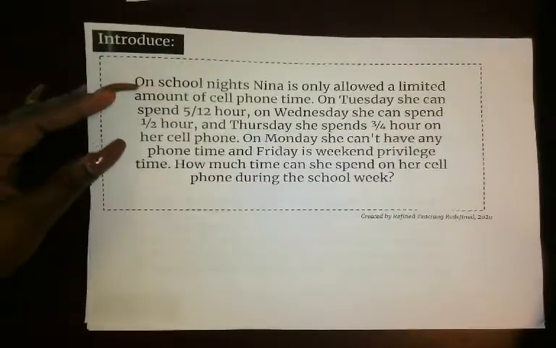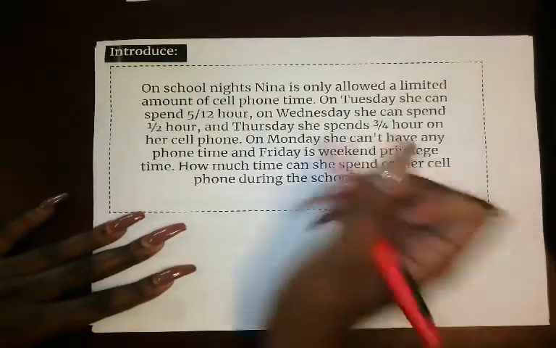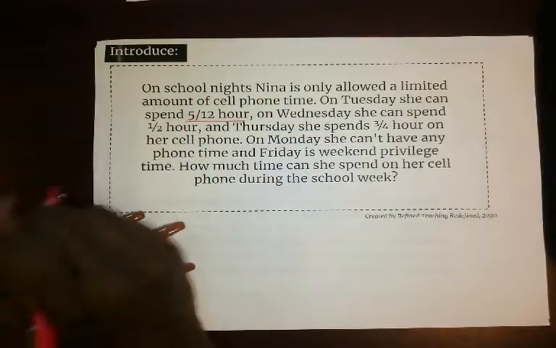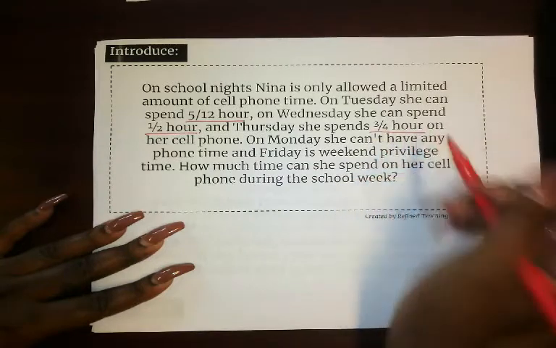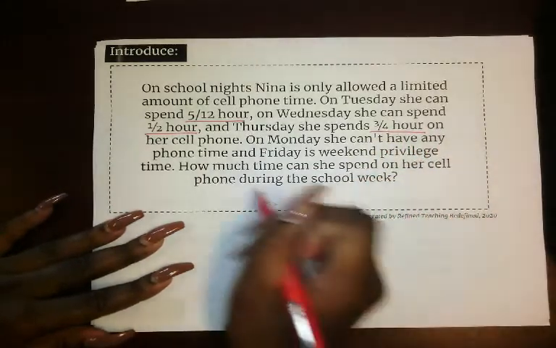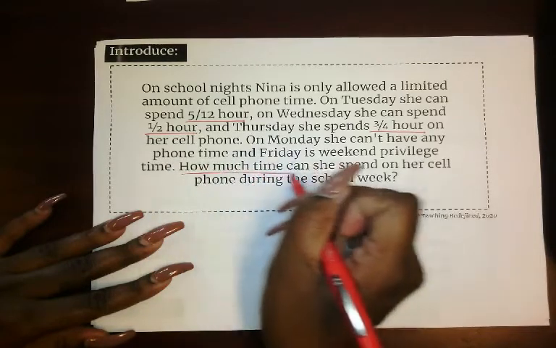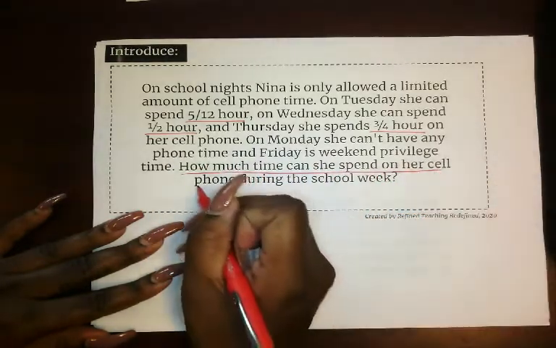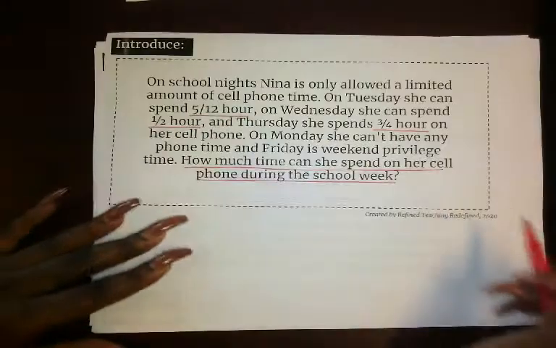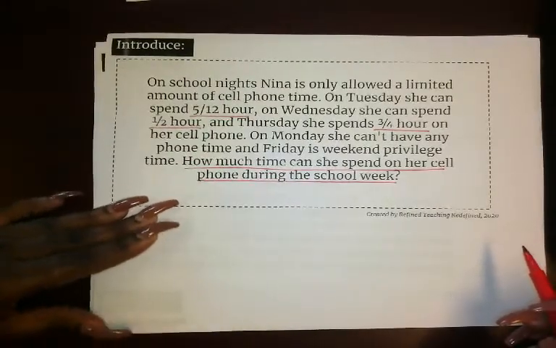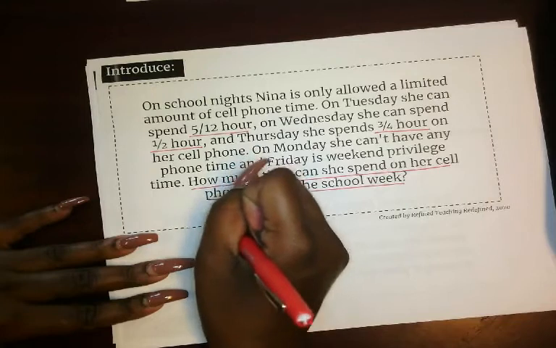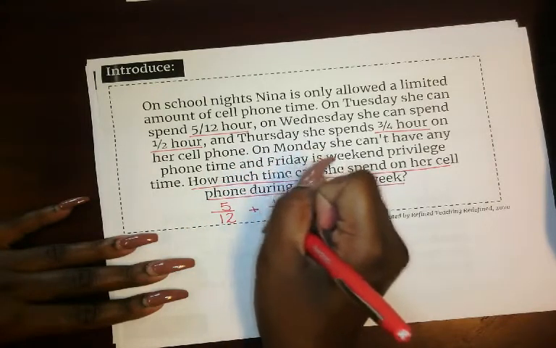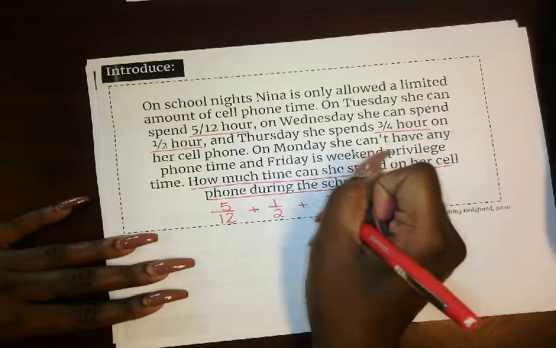In this section, we finally find out that Nina can spend 5/12 of an hour on Tuesday, and half an hour on Wednesday, and 3/4 of an hour on Thursday. And we want to know how much time she can spend on her cell phone during the school week. So if we're looking at that, we're looking at our total amount of time. So our equation is 5/12 plus 1/2 plus 3/4.